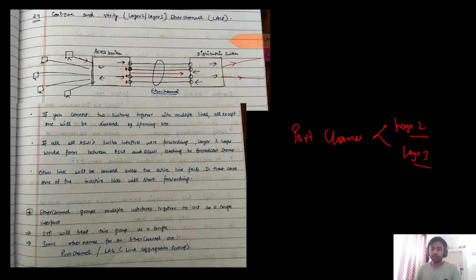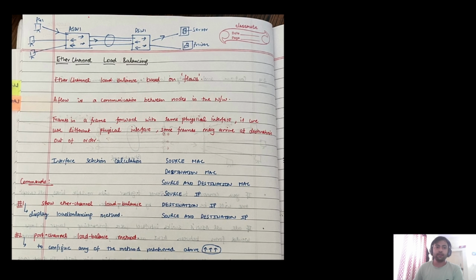Let's see in detail. Okay, so understand, if this is our access switch, means end devices are connected to this switch, and we have an EtherChannel here. Let's say this is EtherChannel 1 where we have grouping. So now understand what is the use of EtherChannel load balancing. EtherChannel load balancing works on the basis of flows.